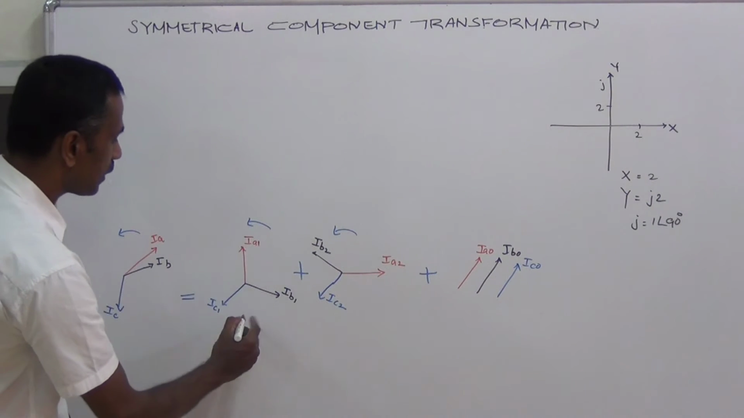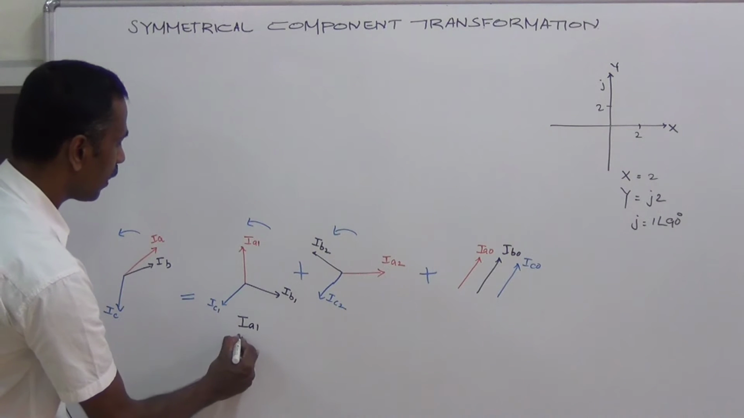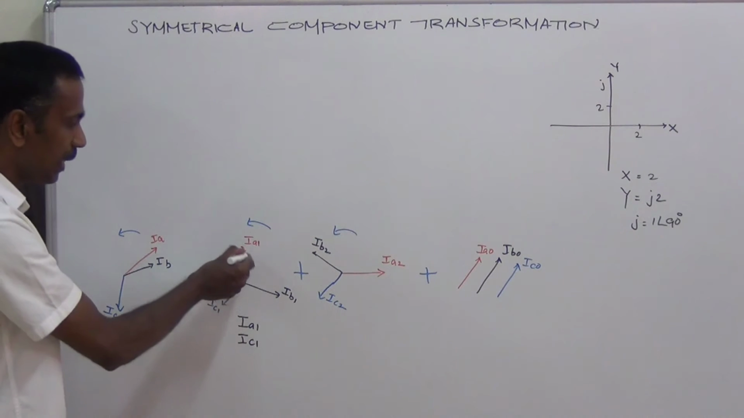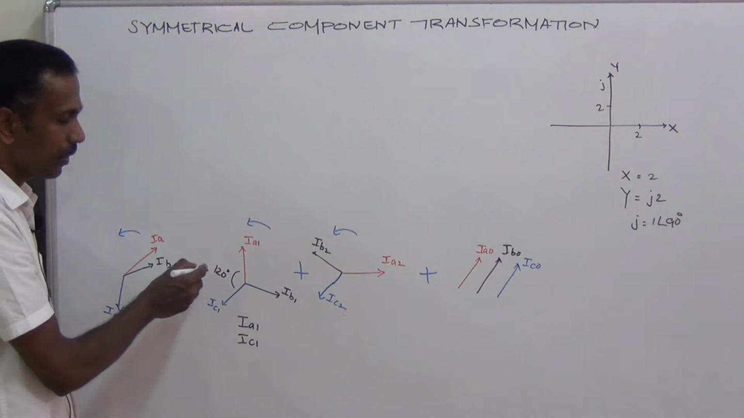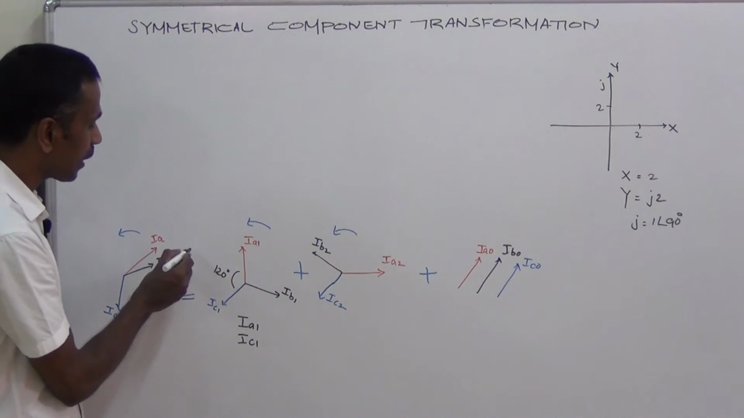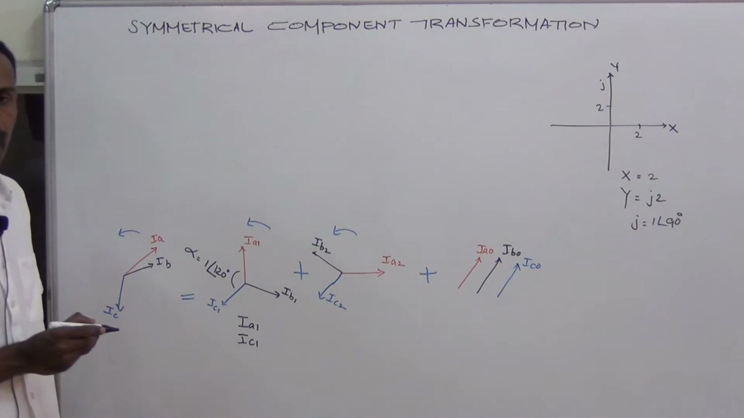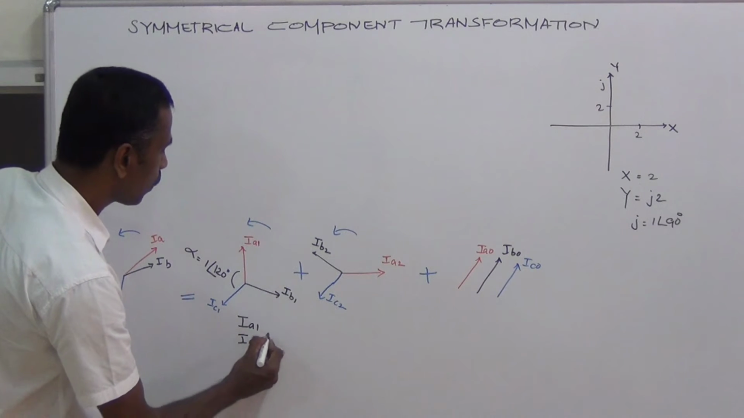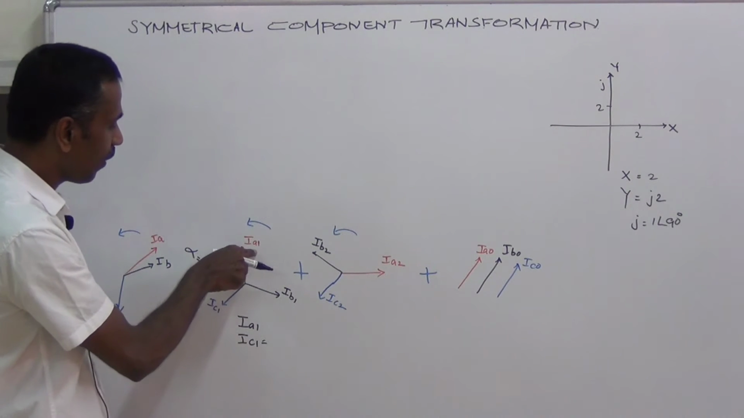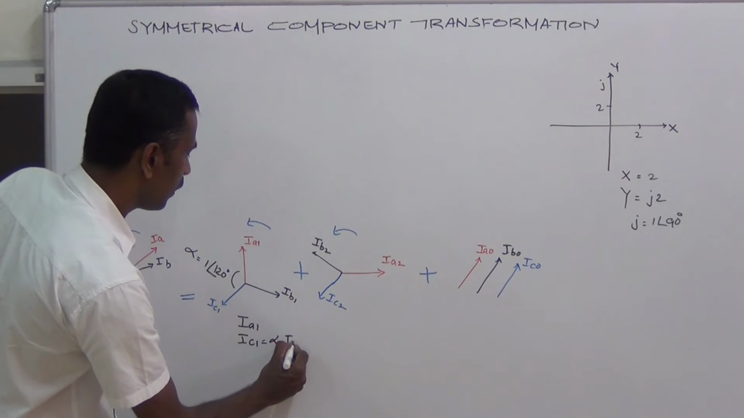Here IA1 is the reference vector. IC1 leads IA1 by an angle of 120 degrees. This is represented by the operator alpha. Alpha equals 1∠120 degrees. So IC1 equals IA1 into alpha. This is alpha into IA1.